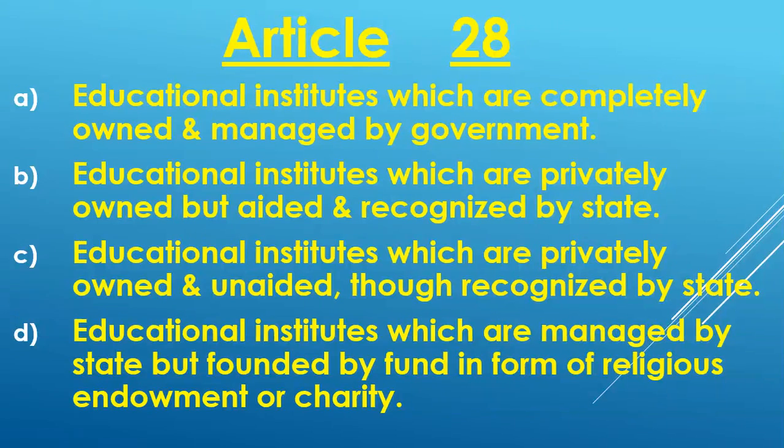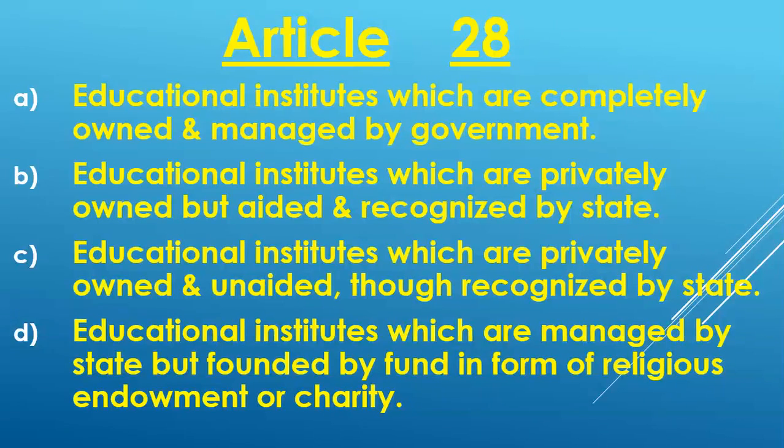Now what is the fourth category? In the fourth category come educational institutes which are managed by the state but founded by funds in the form of religious endowment or charity. Now what does it mean?